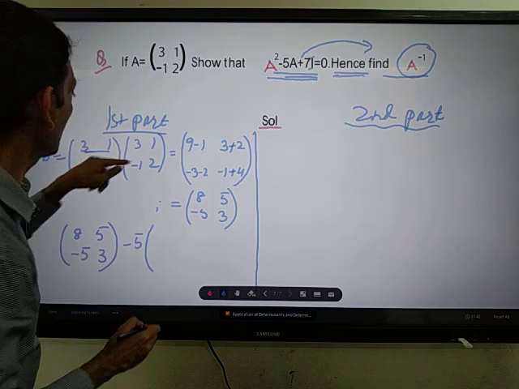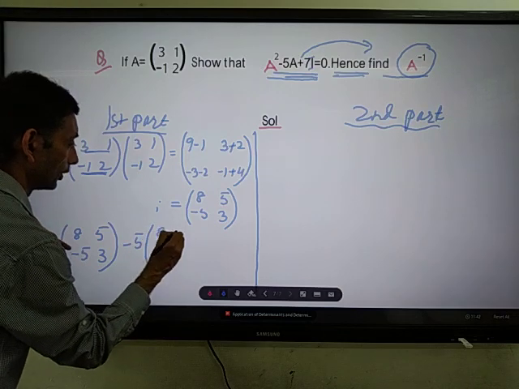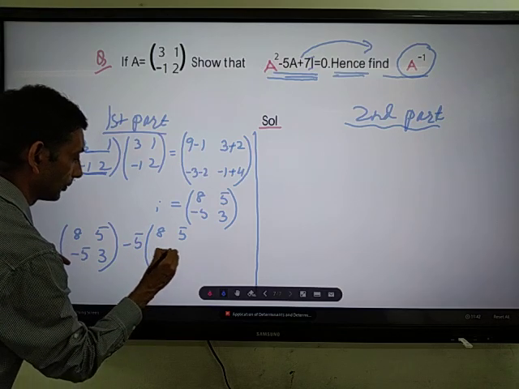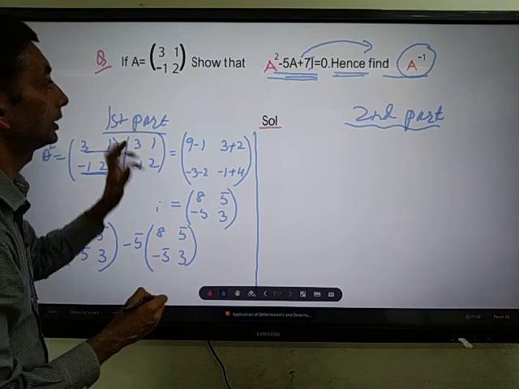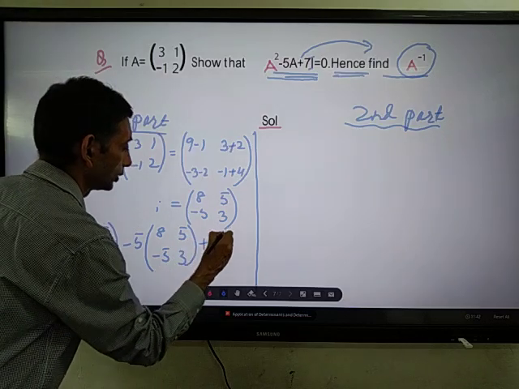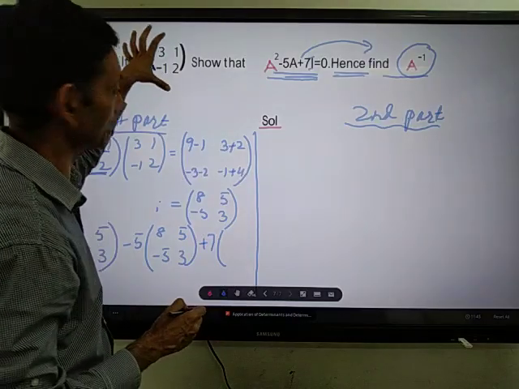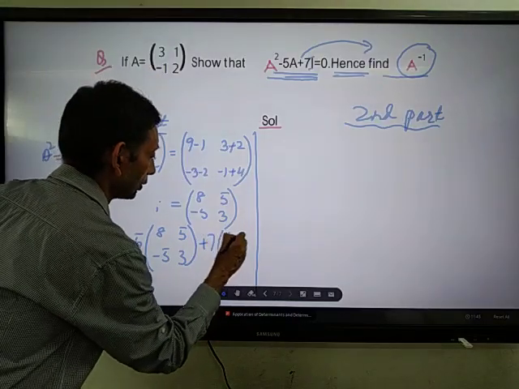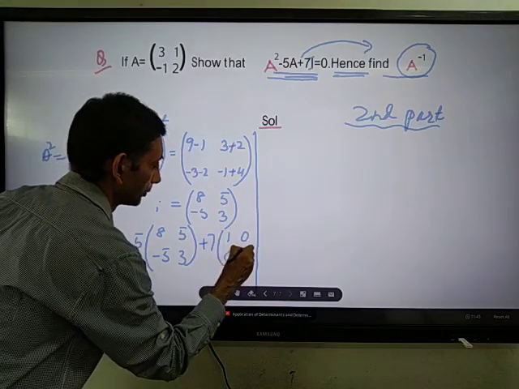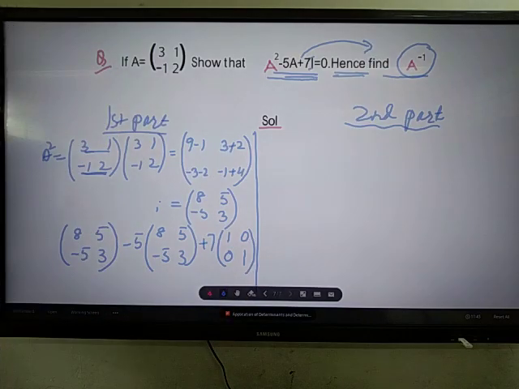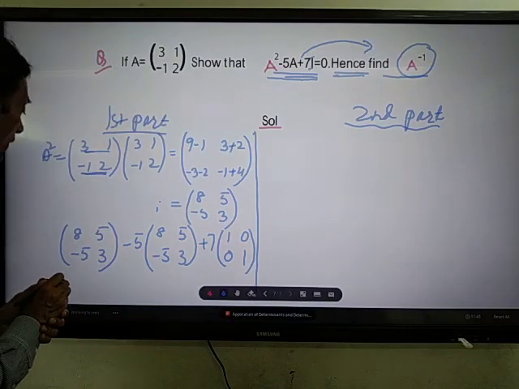What is A? A value is this: 3, 1, minus 1, 2. Right? Then plus 7 into I. What is I? I is an identity matrix. Here the matrix is 2 by 2, so the identity matrix should also be of order 2 by 2. Right? Now we need to add this. Let us directly add this.